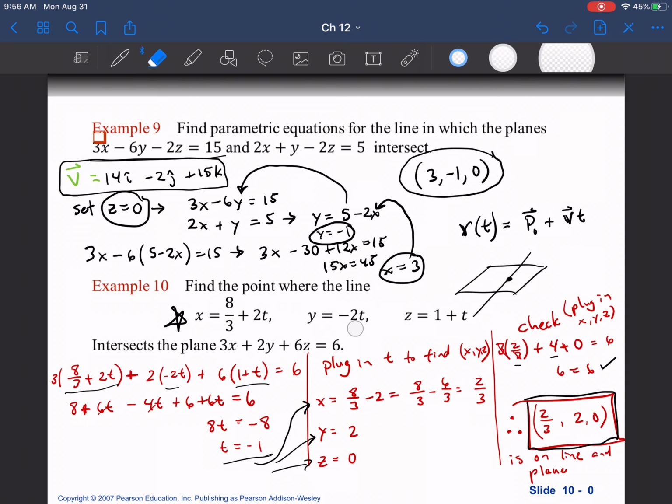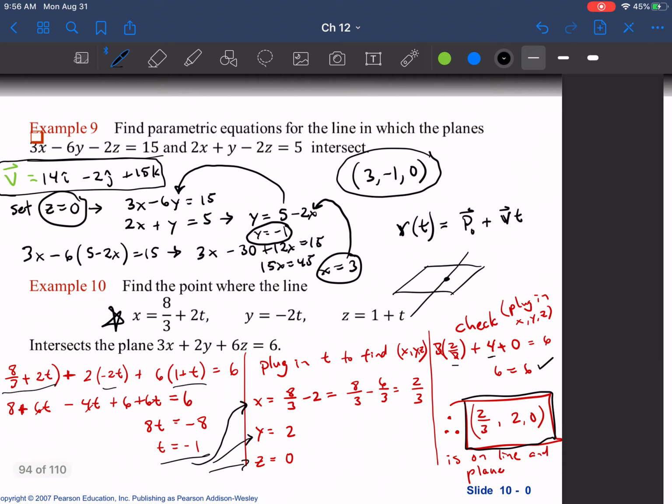All right, I kind of made that pretty messy. Okay, so try your way through that one and make sure you understand it and can work through it.